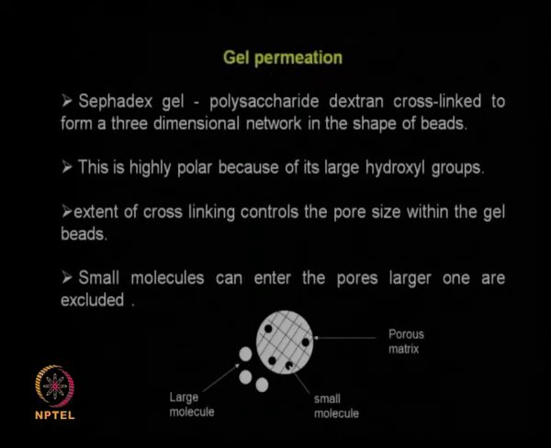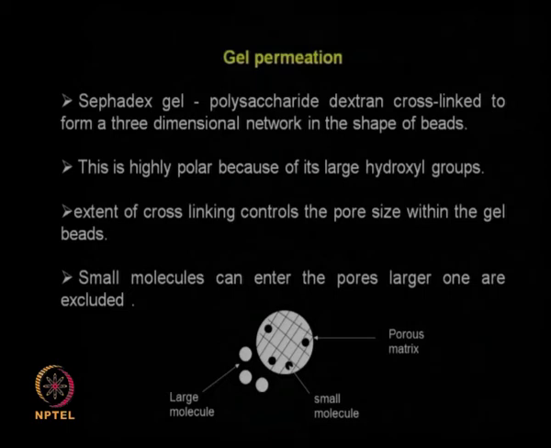Generally we use a Sephadex gel type of column. It has a polysaccharide dextran cross-linked to form a 3-dimensional network in the shape of beads. So they are always in the shape of a bead, with a 3-dimensional network and a lot of pores. It is highly polar because you have several hydroxyl groups present inside. The higher the cross-linking, the smaller the pore size becomes; the lower the cross-linking, the larger the pore size. So we can control the pore size by modifying the cross-linking. When I control the pore size, I can use it for different types of filtrations.